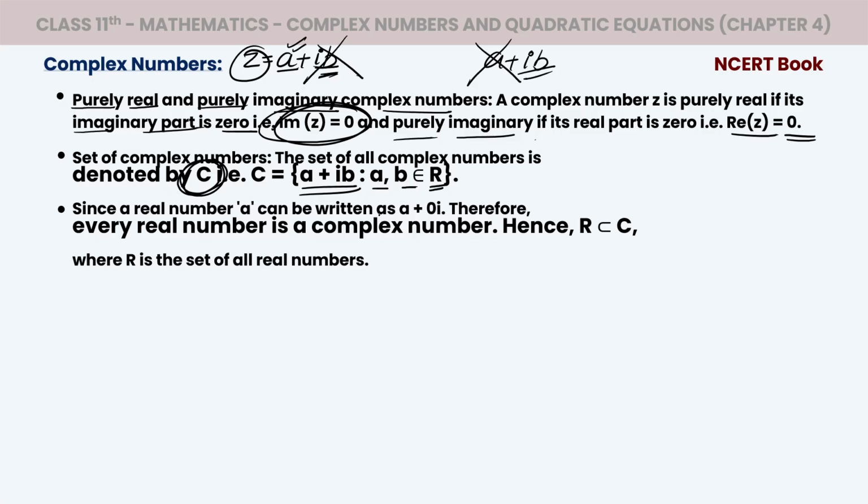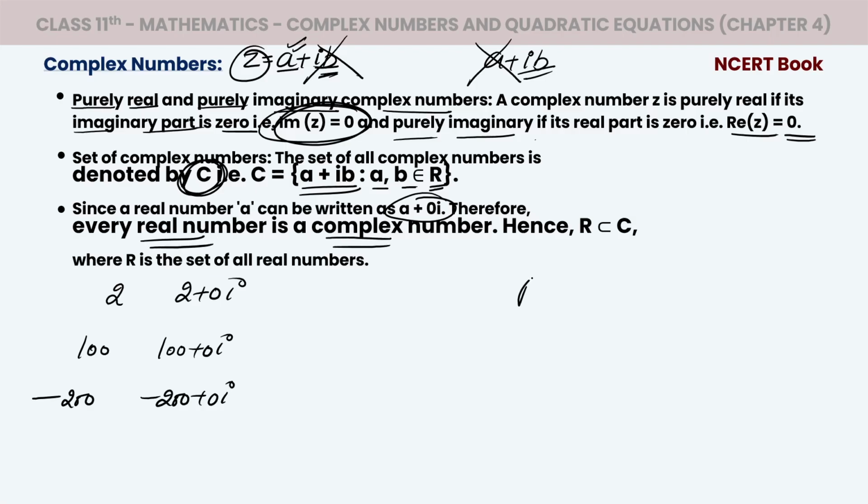Since a real number a can be written as a plus 0 iota, therefore every real number... we said that if I have 2, you can write it as 2 plus 0 iota, right? If we have 100, I am writing 100 plus 0 iota. If I have minus 200, can I write minus 200 plus 0 iota? Yes. This implies every real number is a complex number, right friends?